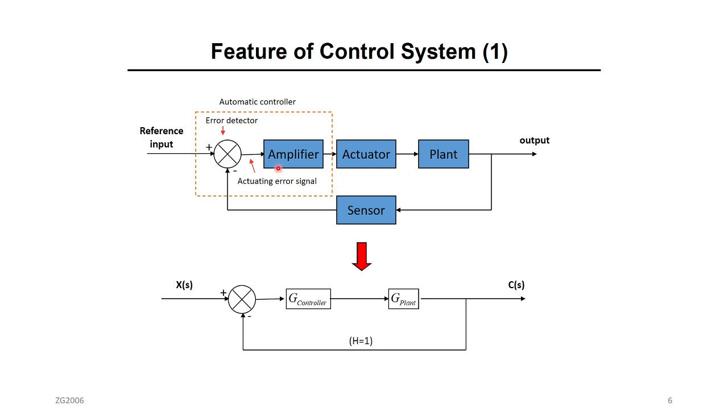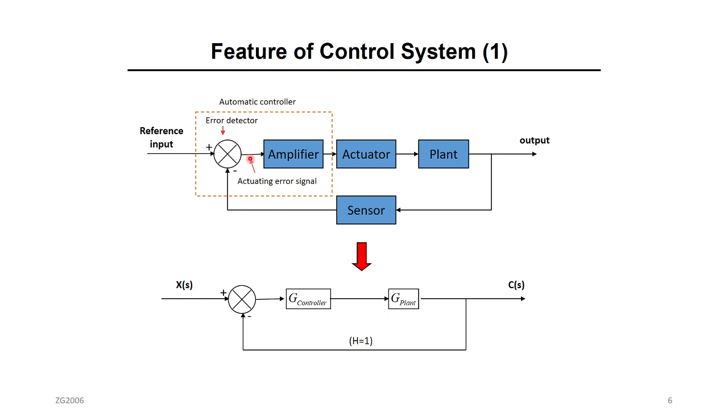We start with the controller, some kind of controller. For example, here the amplifier is like a proportional controller, and we end at the plant. This is the plant we want to control, the actual system. In between the plant and the controller, there is the actuator. The actuator is like the medium between the amplifier and the plant.